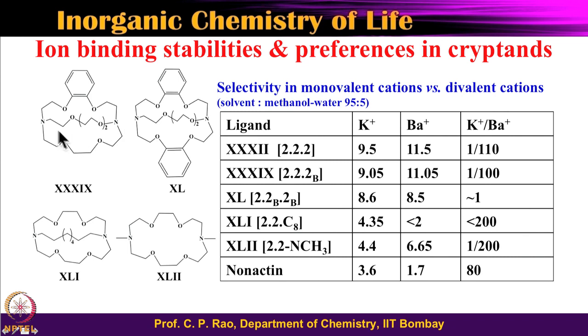So let us see a case where we have only one benzene ring and there are cases with 2 benzene rings. So take one benzene ring here, 222B, 222, 2B, 2B. See the potassium, it does not change much, but barium changes by 3 orders of magnitude almost. So therefore the sodium to potassium to barium ratio becomes 1:100. So you take instead of that C8, no oxygens at all, only all 8 are carbons. That means only 4 oxygens and nothing.